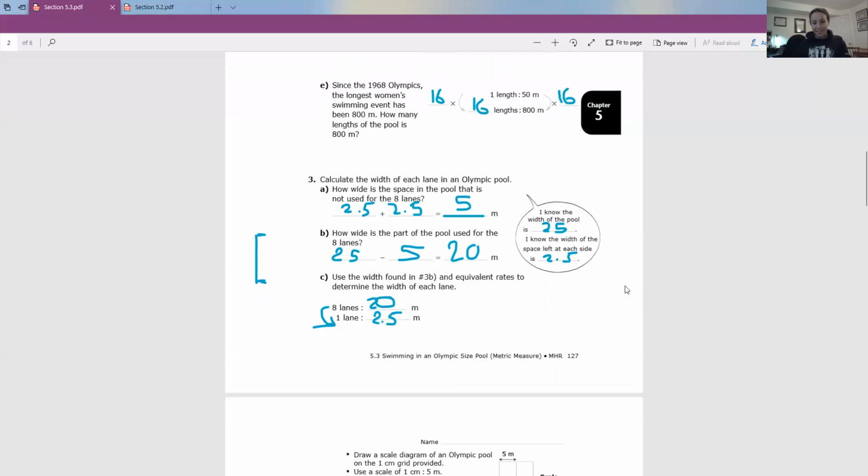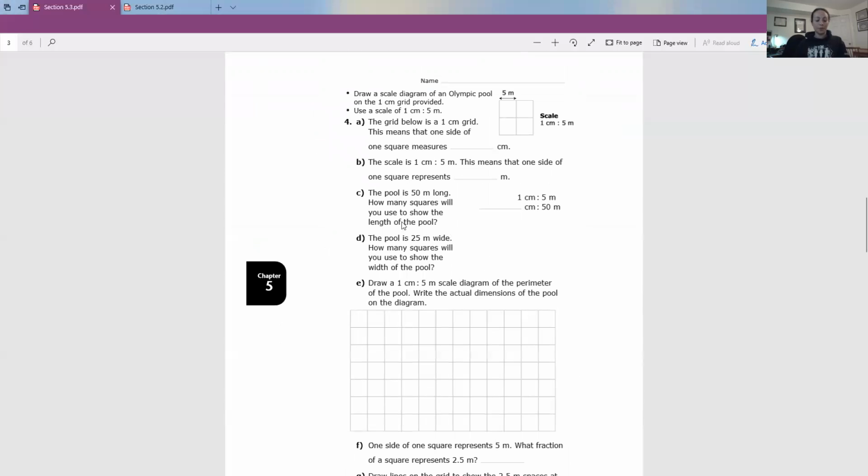All right, this is where your work is going to start to come in. I'm going to guide you a little bit for the first few, and then you're going to finish the rest on your own. So using this grid, you're going to have to draw a scale diagram. They tell you that each square is 1 centimeter, and 1 centimeter represents 5 meters. So we have a scale of 1 centimeter to 5 meters. So 1 square measures 1 centimeter, okay? It is a centimeter grid. The scale is this. This means that 1 square represents 5 meters.